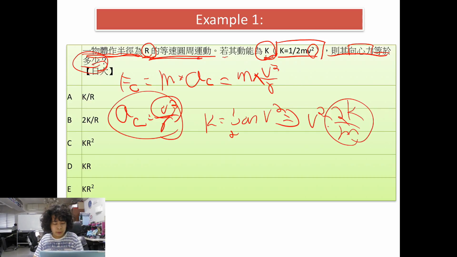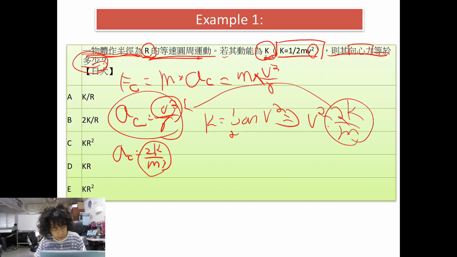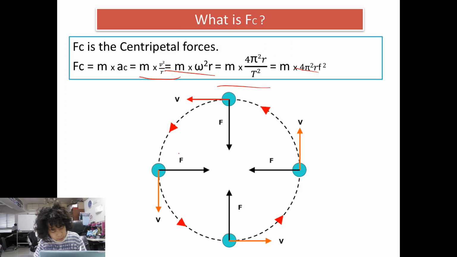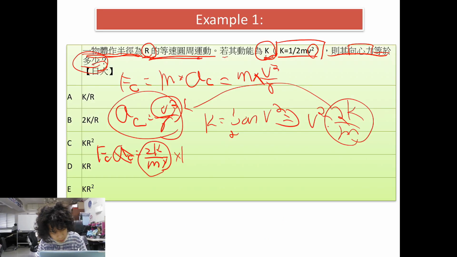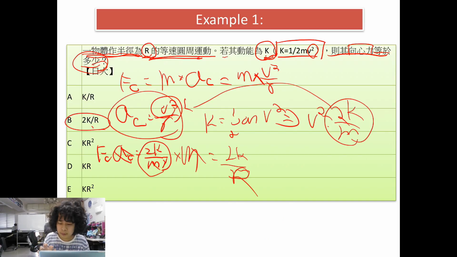Now we just put it in. So Ac equals 2K divided by m, divided by R. And now if you want to change it into Fc, you have to multiply it by m, and m cancels, so it's equal to 2K divided by R. So the answer is B. This is actually a capital R. Yes, the answer is B.